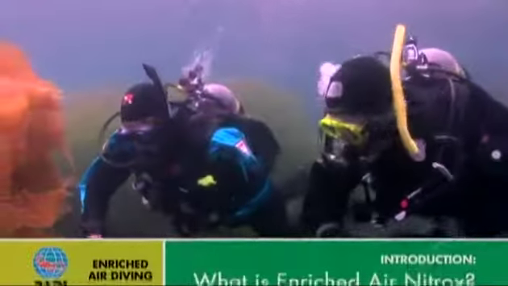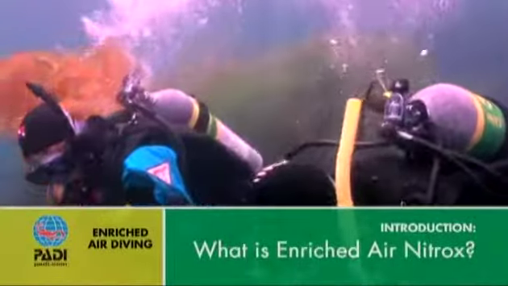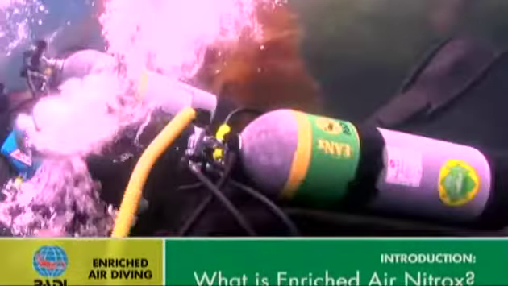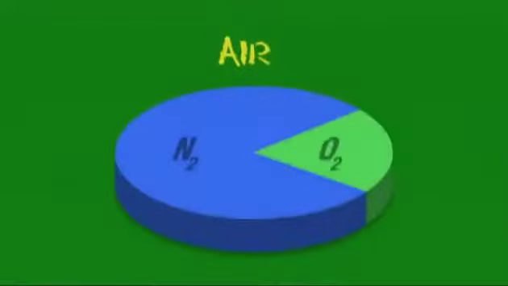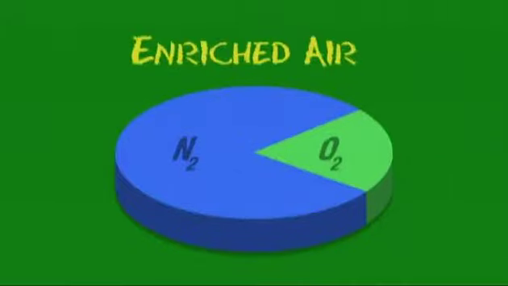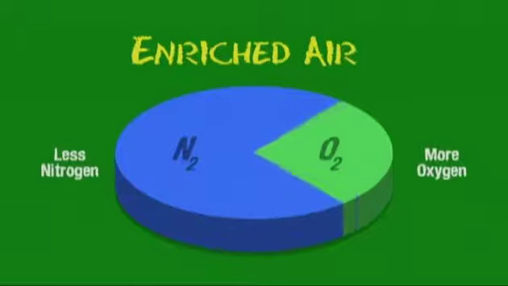Maybe you've heard of enriched air nitrox, but you're not sure exactly what it is. Basically, it's air like you're breathing now, but with a higher proportion of oxygen. Recall that air is roughly 21% oxygen and 79% nitrogen. Enriched air has more than 21% oxygen. How much more depends on the blend, as you'll see shortly. This isn't for more oxygen, but for less nitrogen.